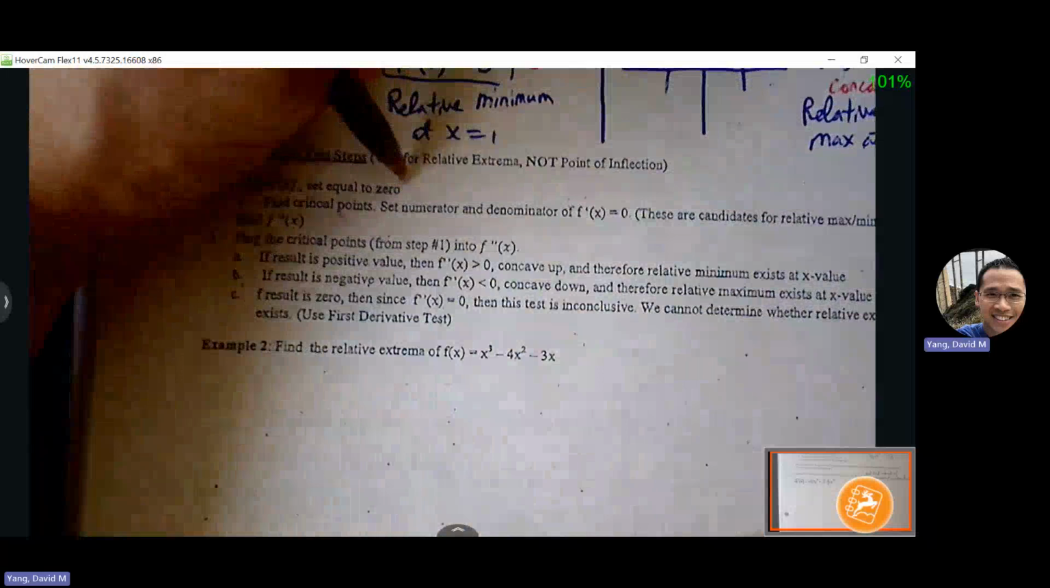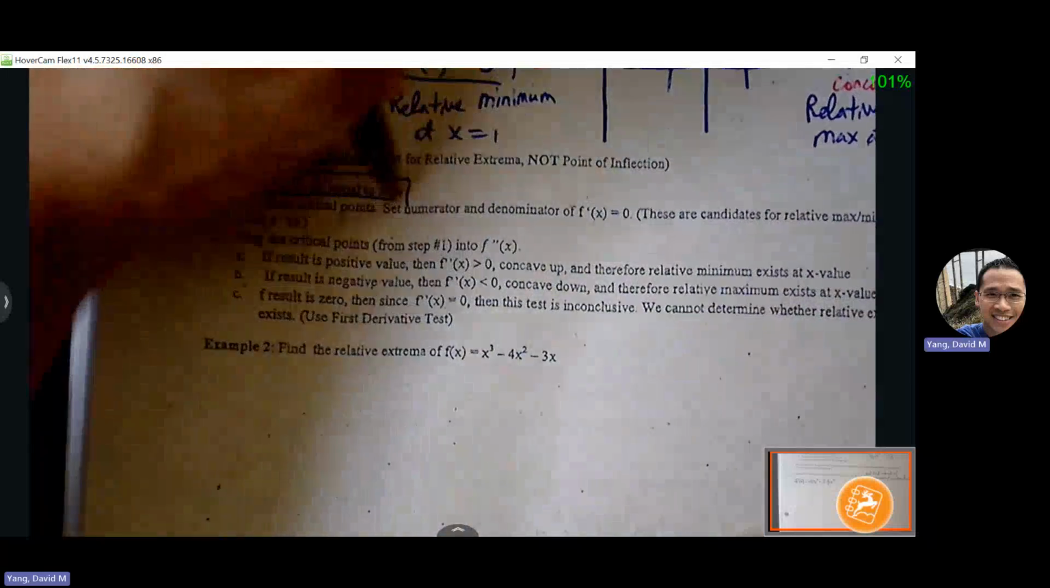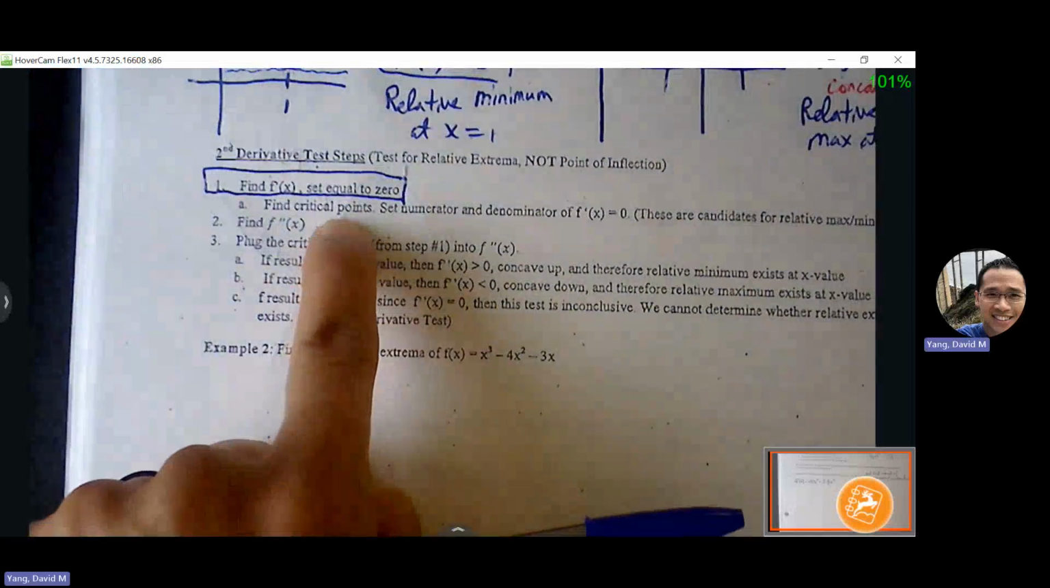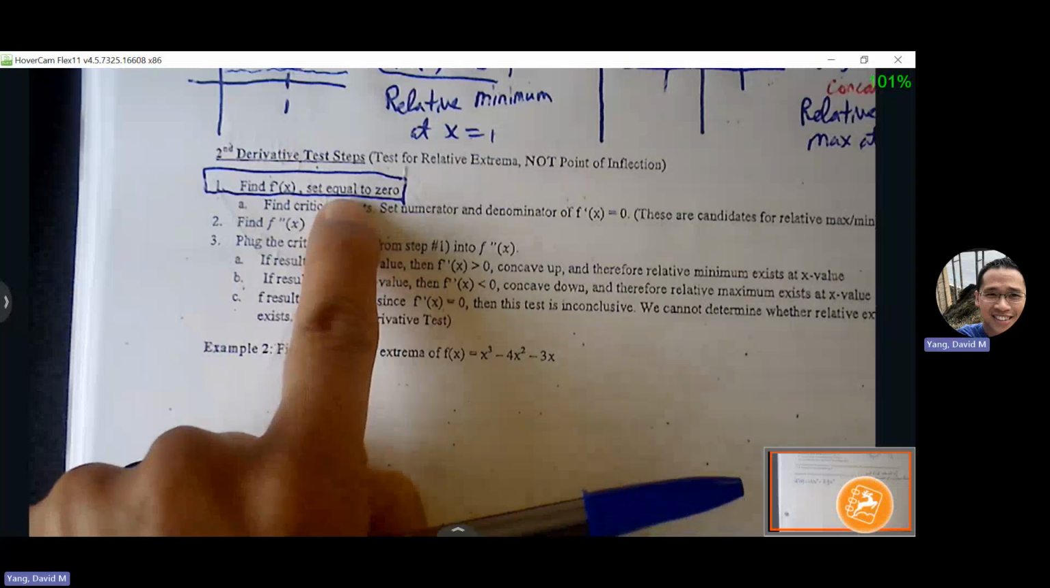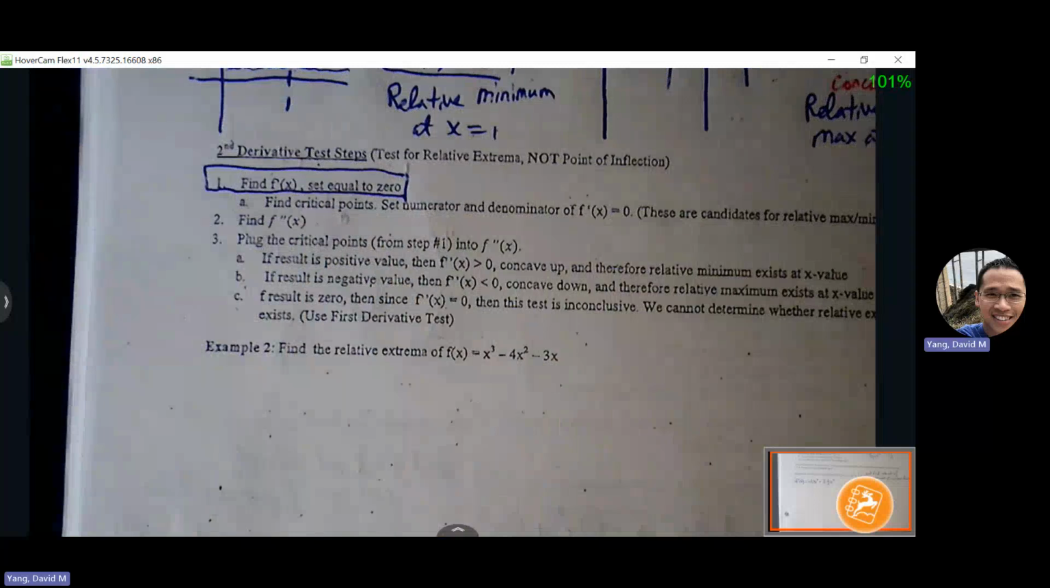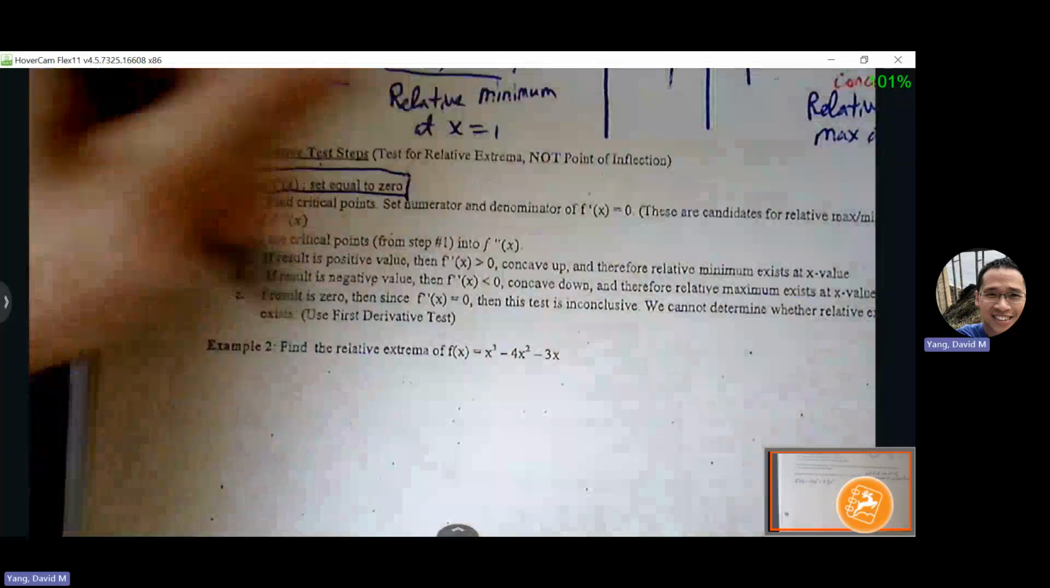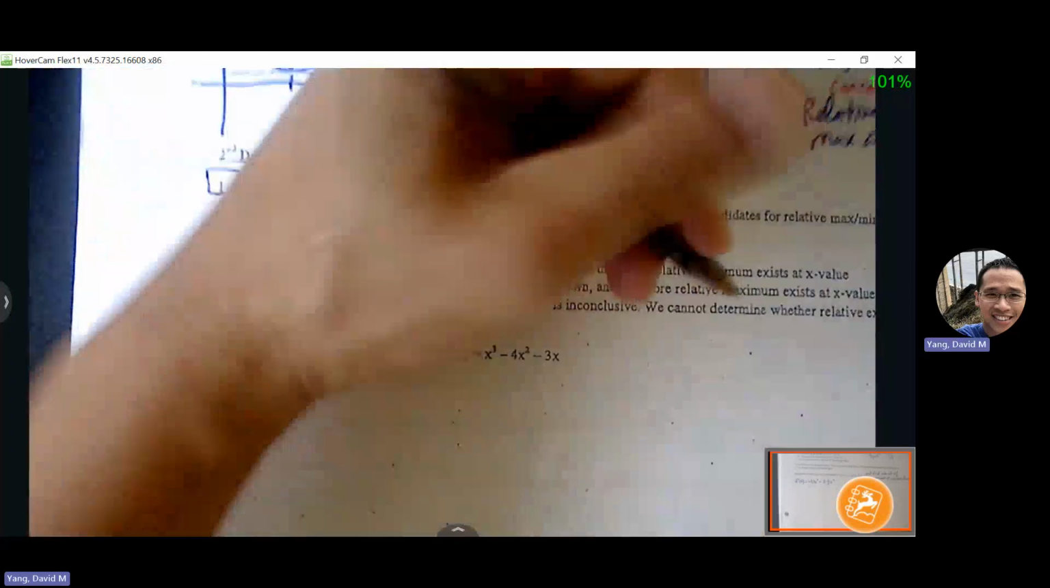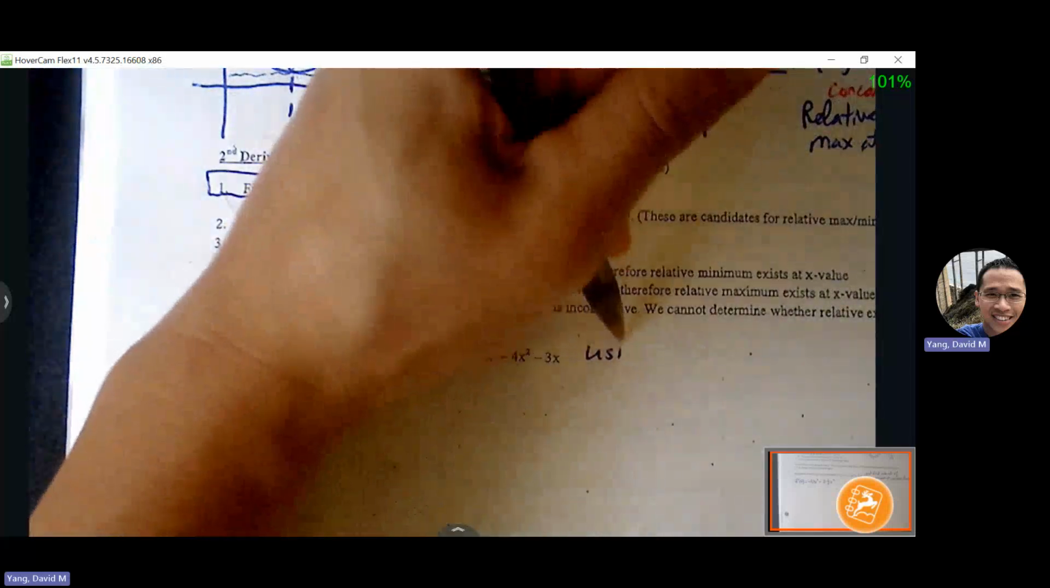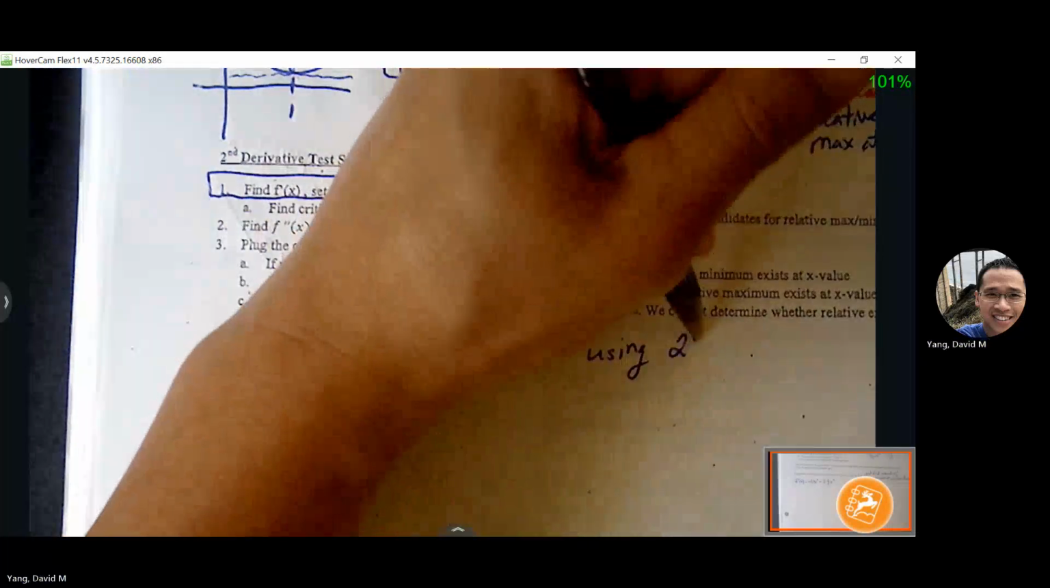Okay, so let me walk through the steps here so you guys can see the full process that we're going to do. We're going to approach this the same way as first derivative test. We're going to get f prime, set f prime equal to 0. We're going to get the same candidates as first derivative test. We're just not going to do the sign line. Okay, so let's look at example 2. Find relative extrema using the second derivative test.